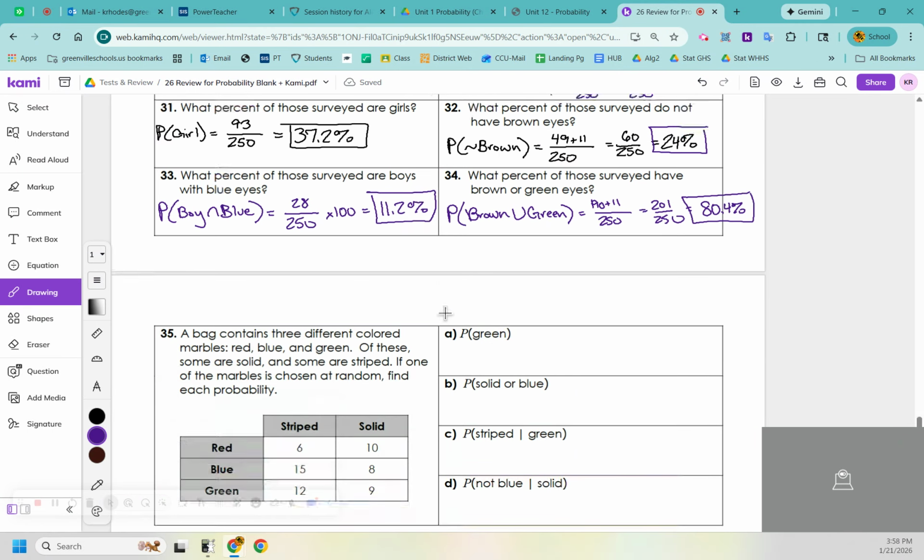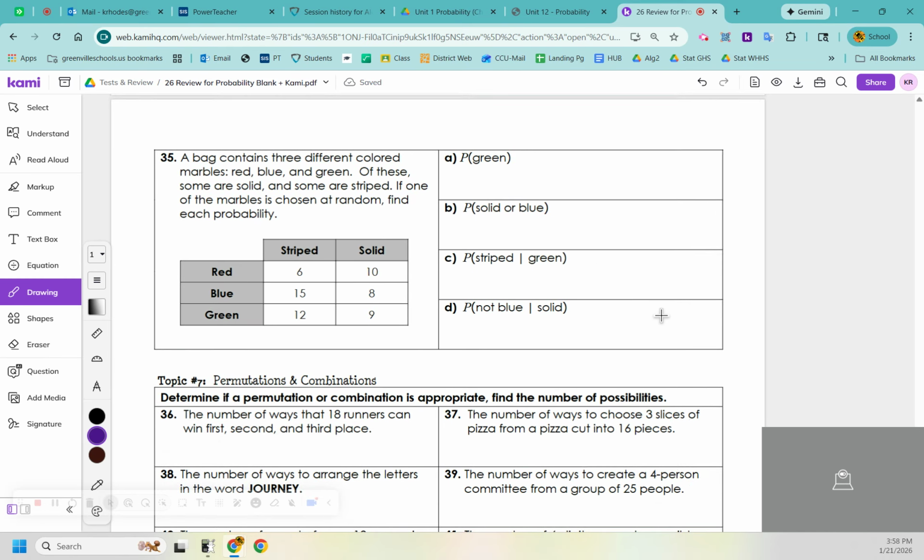Okay. Next two-way table, we need the totals. So this would be 16, this would be 15 plus 8, 23, 12 plus 9, 21, 6 plus 15, add the columns, 10 plus 8 plus 9 is 27, 16 plus 23 plus 21 is 60. So our total is 60. You could also add these two, 33 plus 27, just to check your answer, that your total is 60.